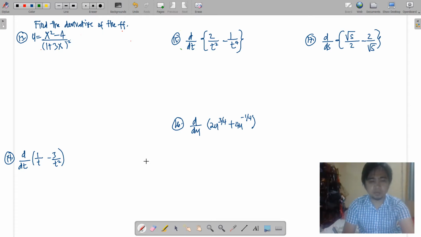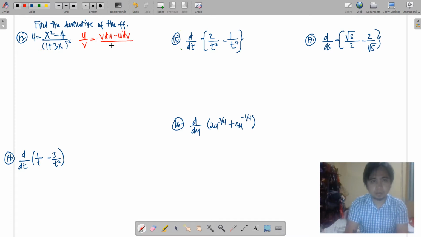As a start, we have problem number 13 from the previous 12 problems we had. The instruction here is to find the derivative of the following functions. For number 13, the form is u over v. The simple rule is v du minus u dv, all over v squared. So this is the rule, and now we are going to perform that.